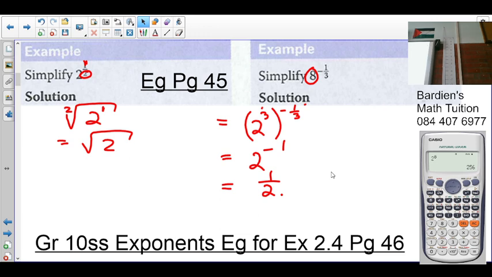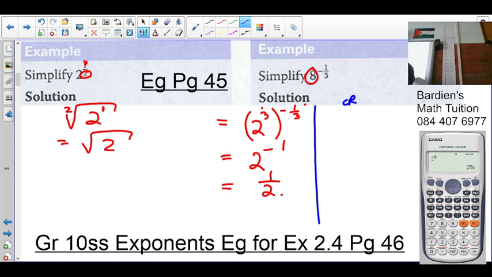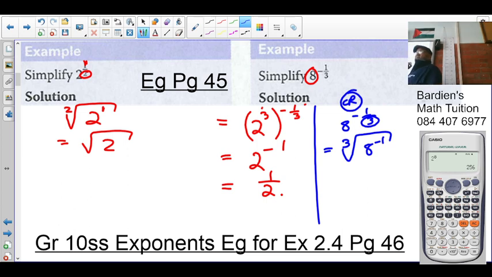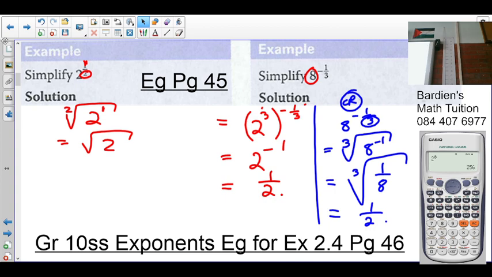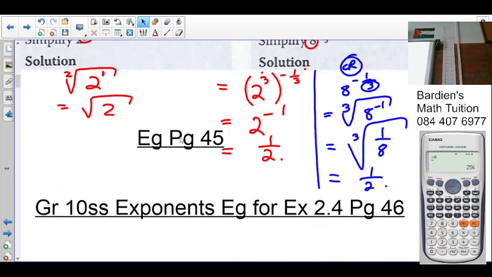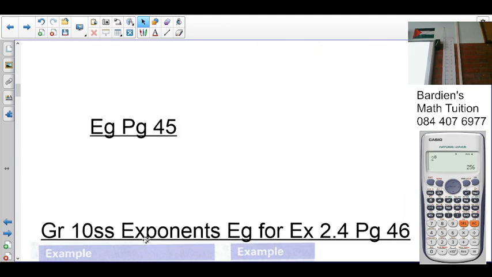There are of course many other ways I could have done this. Let's just look at another way. If I've got 8 to the exponent negative 1 over 3, this can be written as the cube root of 8 to the negative 1. 8 to the negative 1 can be written as what? 1 over the cube root of 8, which is the same thing. So whichever way you want to use or apply, it's fine.